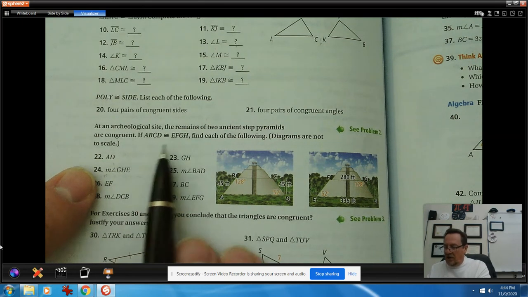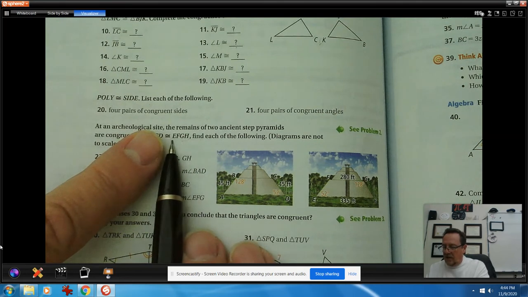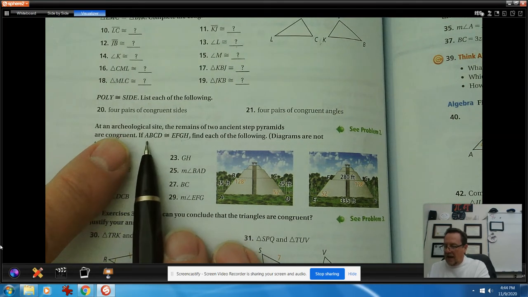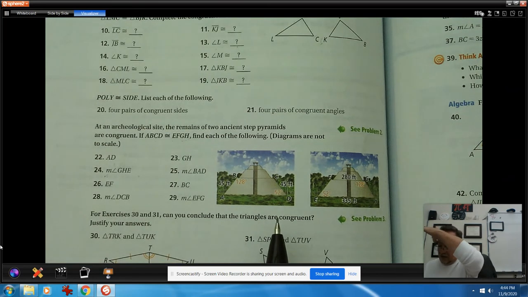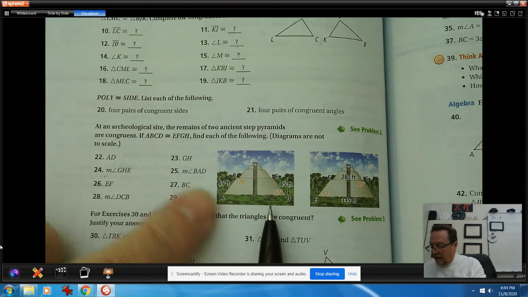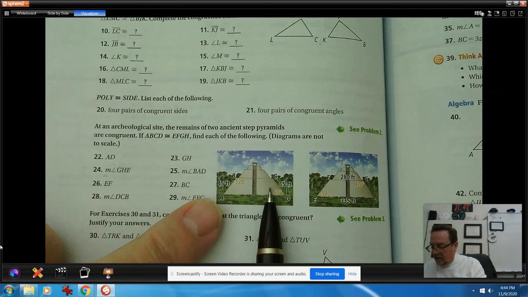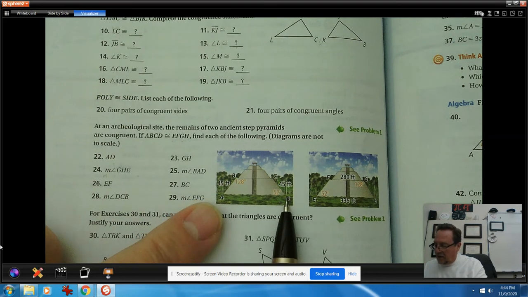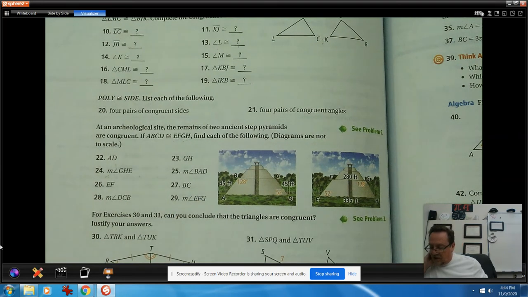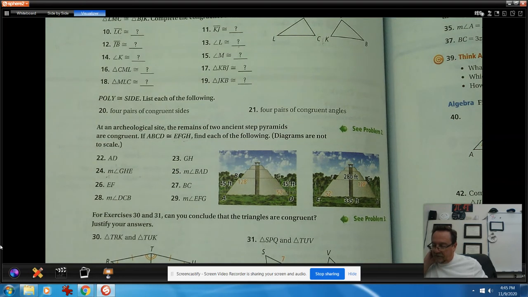And since GHE matches to CDA, I can come over here and look for where CDA is. I think C must be at the top. CDA must be this angle, which is 52 degrees. Okay? Groovy.